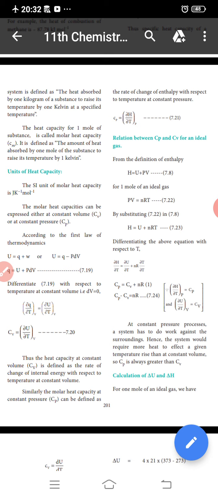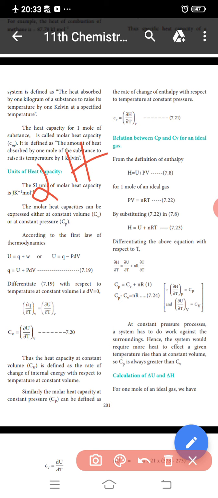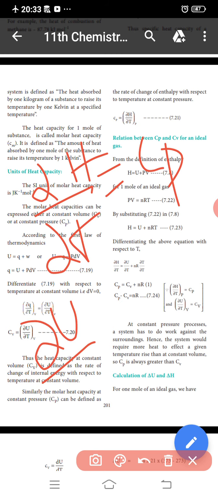Differentiating the above equation with respect to temperature, ∂H/∂T is equal to ∂U/∂T plus nR ∂T/∂T. Here ∂T/∂T is equal to 1. So ∂H/∂T is called Cp and ∂U/∂T is called Cv.